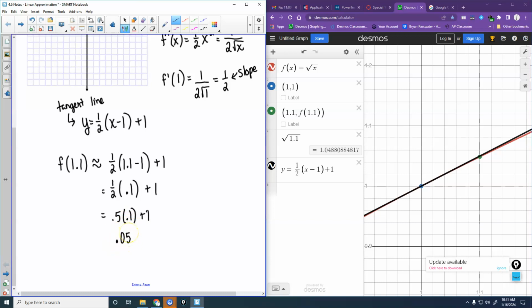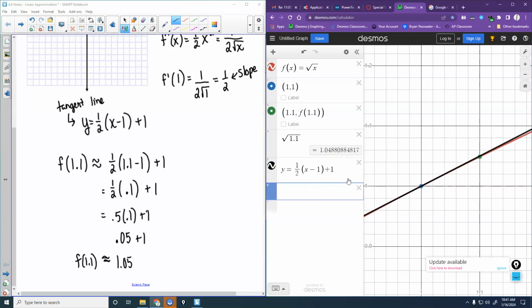You multiply them together, and then you move the decimal that many places. You've got one decimal place here and one decimal place here. So 0.05 plus 1, so we get that f of 1.1 is approximately 1.05. Now, whenever we actually find the value for the square root of 1.1, we get 1.0488. It's pretty close, right? Not too far off from that.